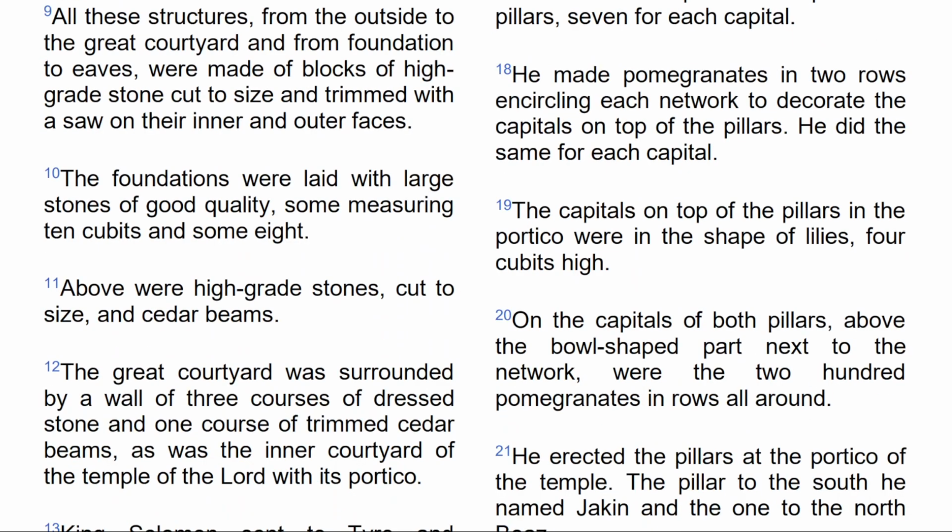All these structures, from the outside to the great courtyard, and from foundation to eaves, were made of blocks of high-grade stone cut to size and trimmed with a saw on their inner and outer faces. The foundations were laid with large stones of good quality, some measuring 10 cubits and some 8. Above were high-grade stones cut to size and cedar beams.